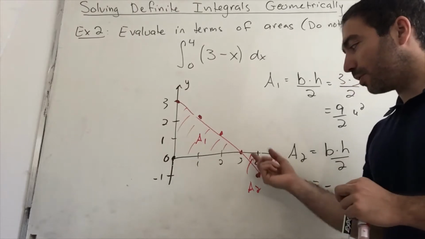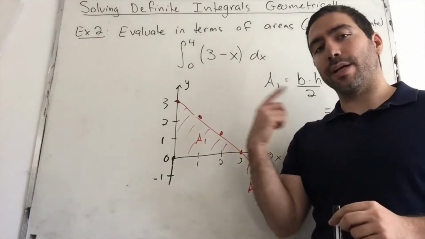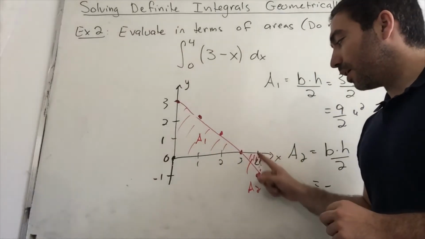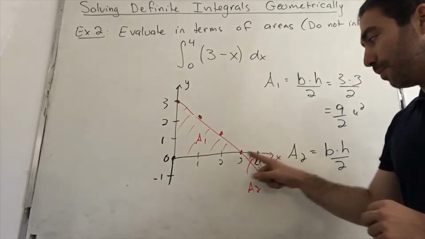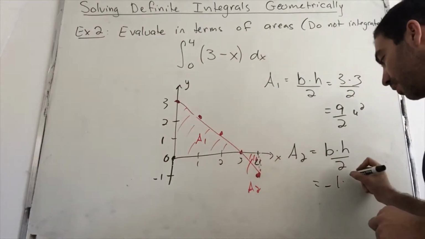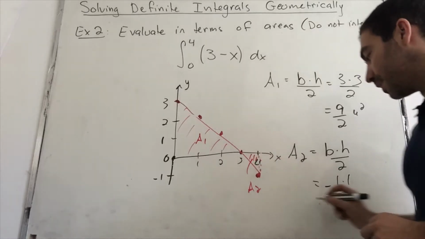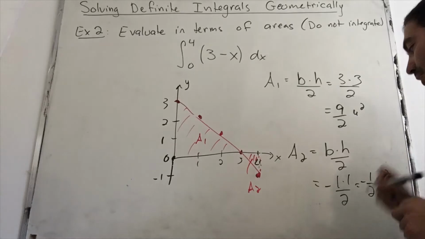What I do is I know this area here, this region here is beneath the x-axis. So I know my area is going to be a negative answer, so I'm going to just consider the positive distances. So the base of the triangle here is 1, the height of this triangle is 1, and it's base times height divided by 2. So it's going to be -1 divided by 2, which gives us -1/2 units squared.